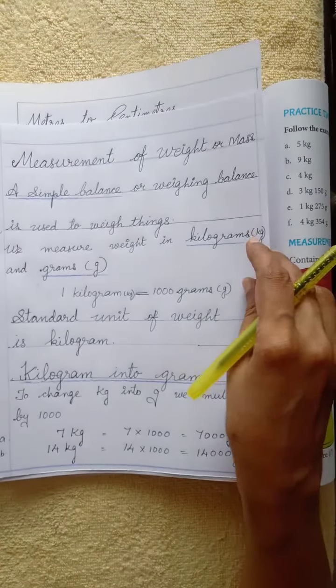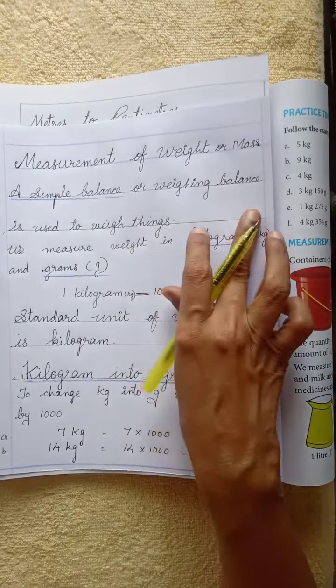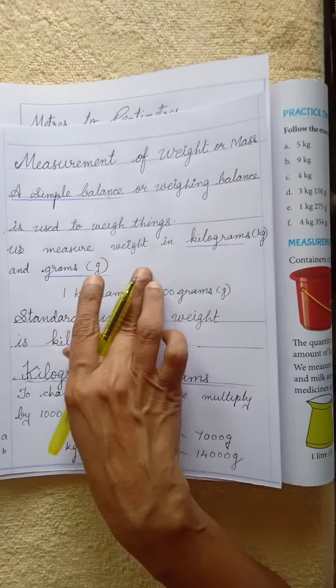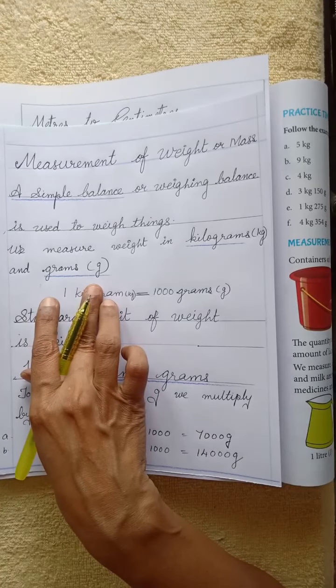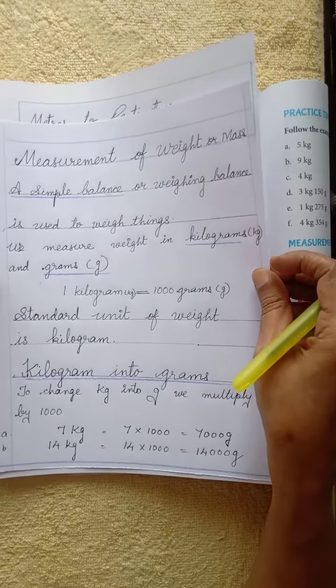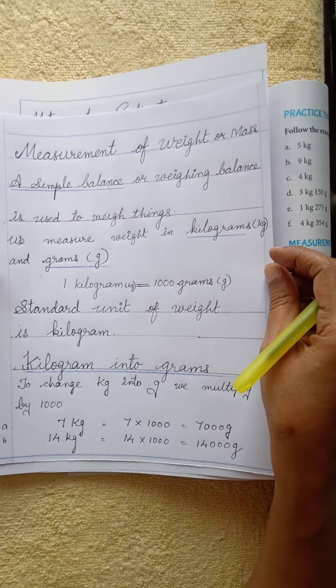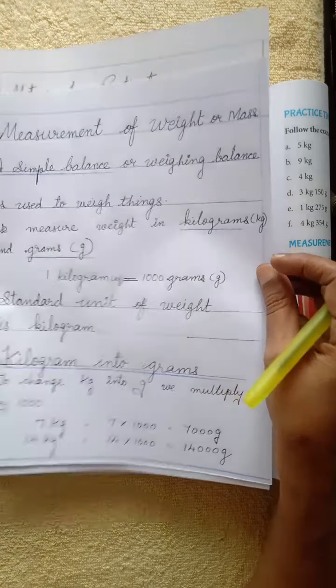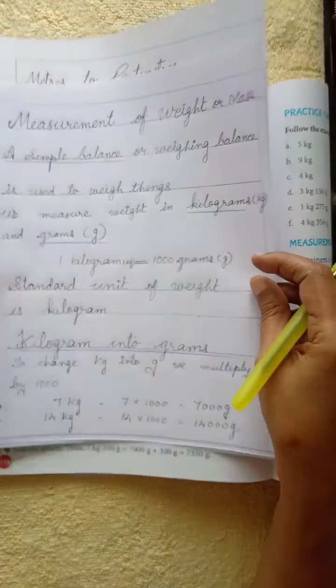Look here. A simple balance or weighing balance is used to weigh things. We measure weight in kilograms and grams. 1 kilogram equals 1000 grams. The standard unit of weight is kilogram.